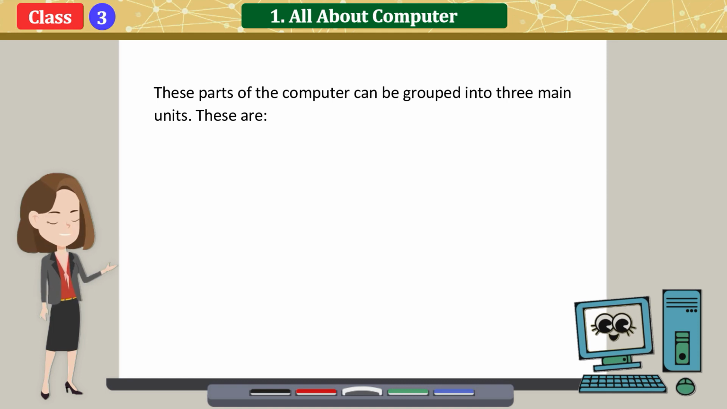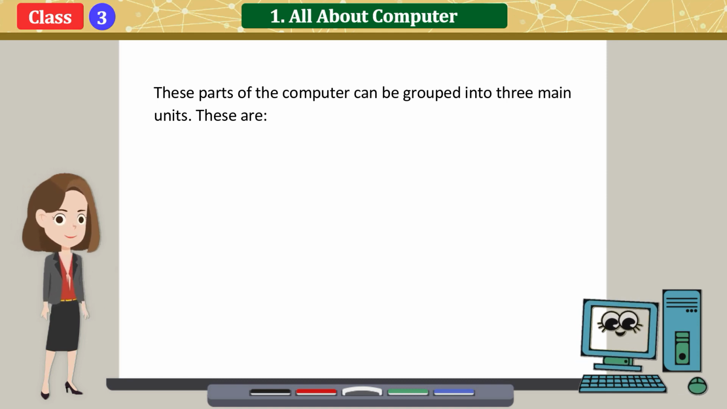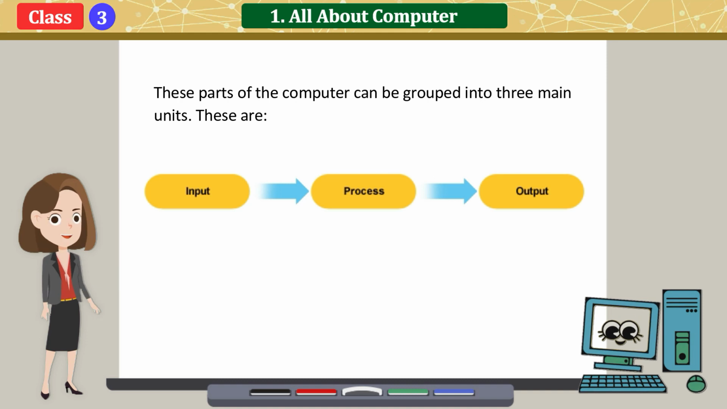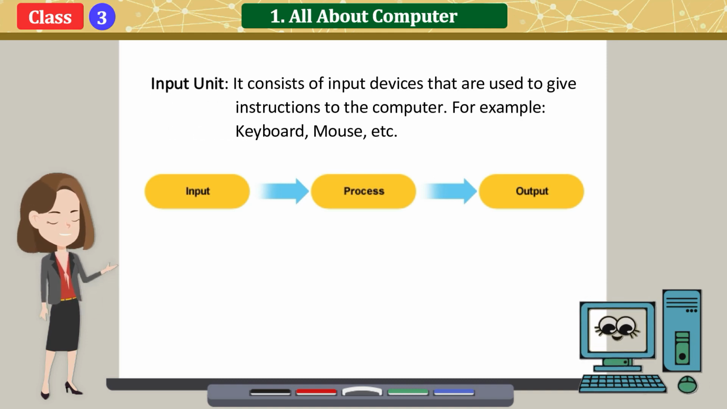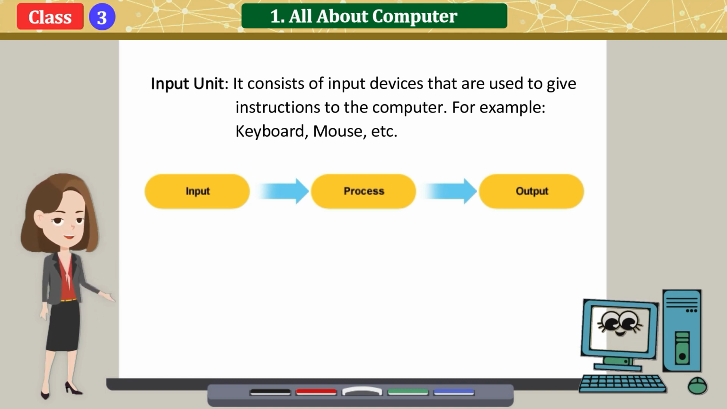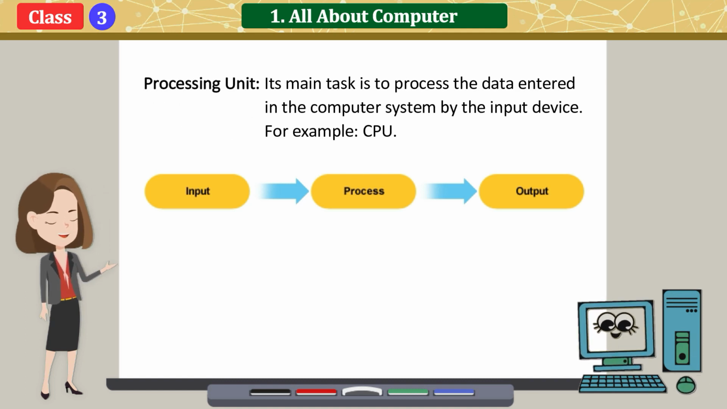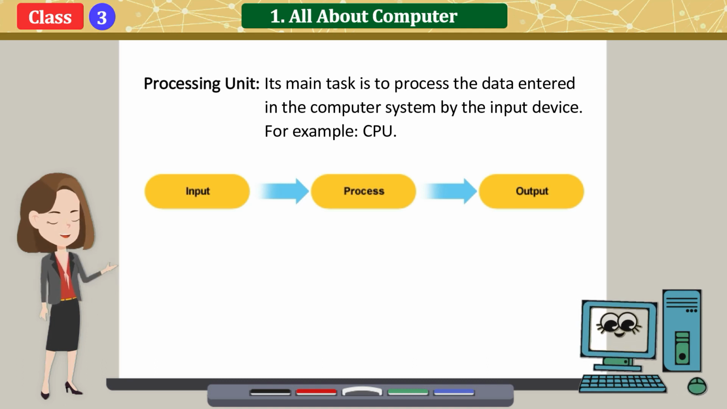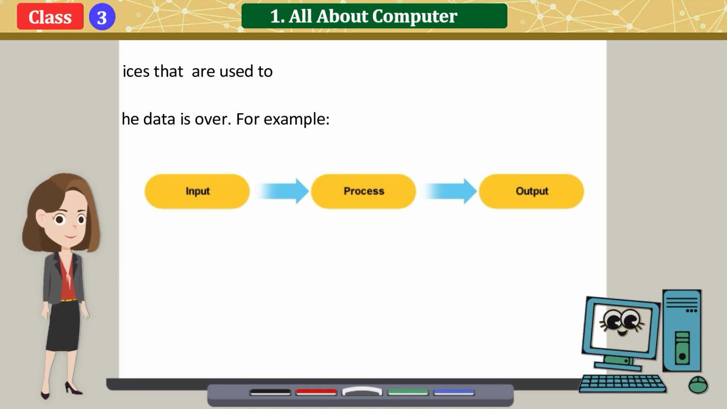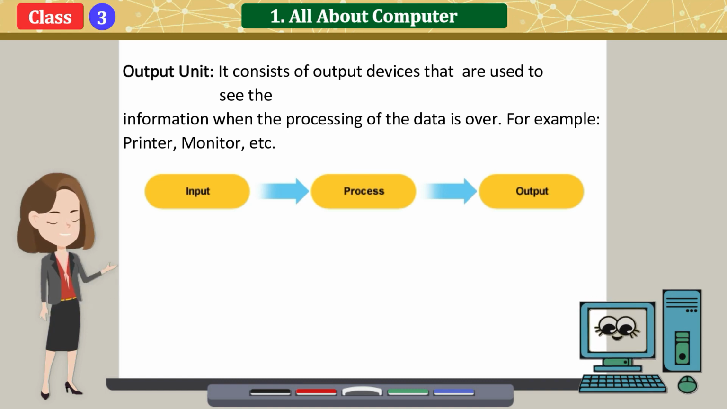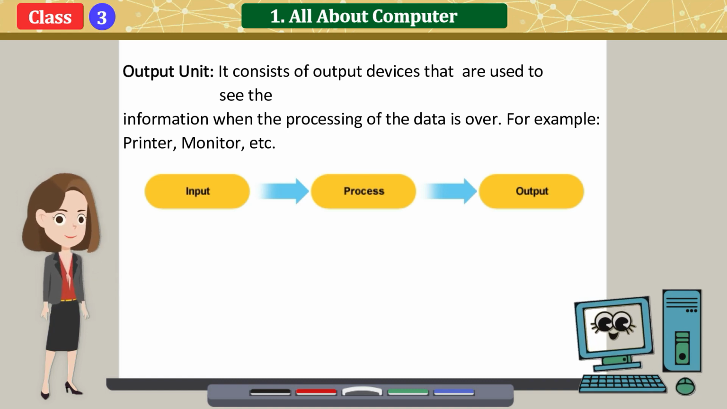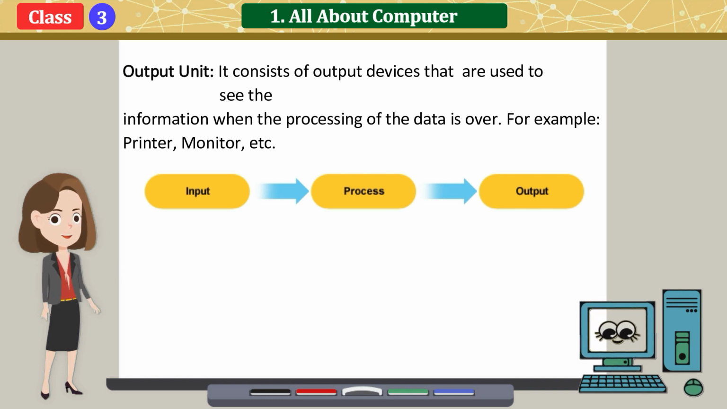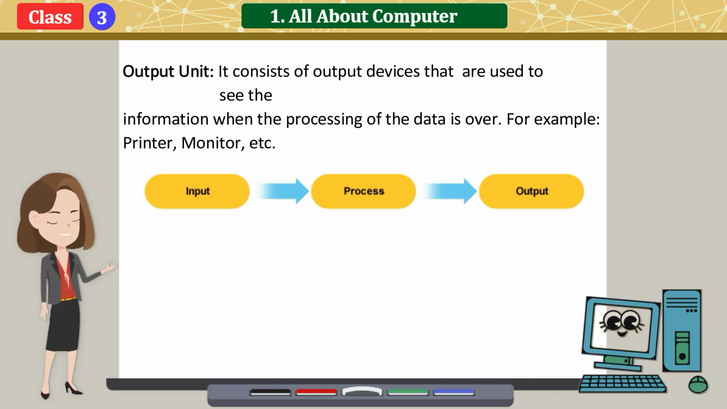These parts of the computer can be grouped into three main units. These are input unit, processing unit, output unit. Input unit. It consists of input devices that are used to give instructions to the computer. For example, keyboard, mouse, etc. Processing unit. Its main task is to process the data entered in the computer system by the input device. For example, CPU. Output unit. It consists of output devices that are used to see the information when the processing of the data is over. For example, printer, monitor, etc.